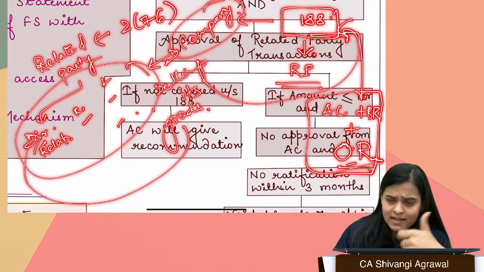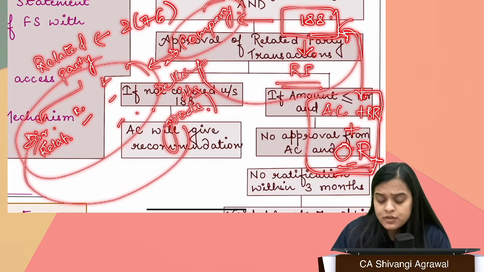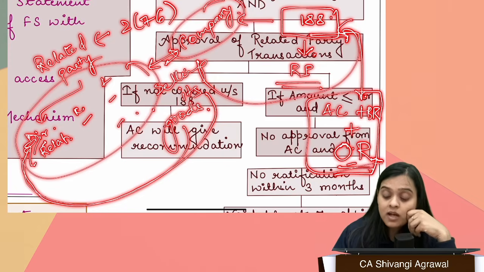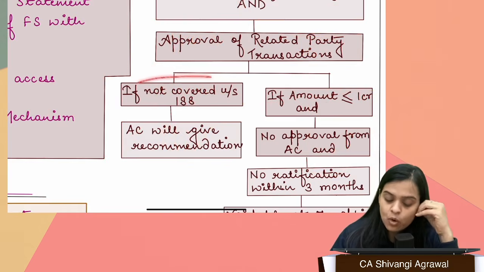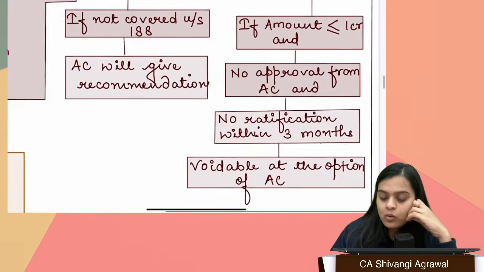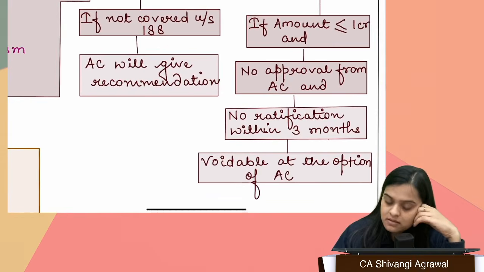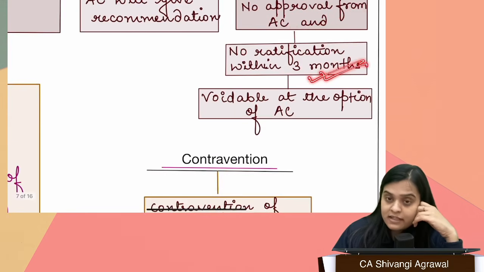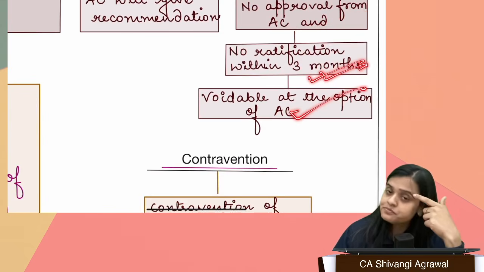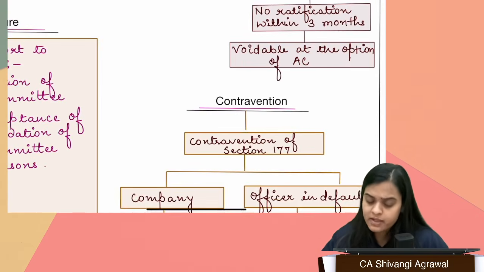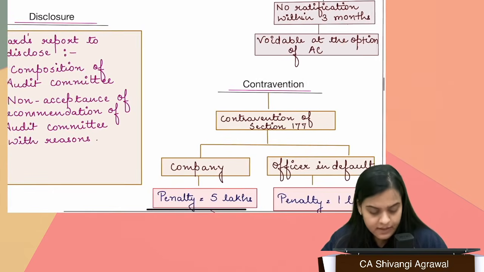Then in that case, section 188(1) is not applicable at all. Okay, so if you're selling your goods to your director, then you can't sell it without any approval. You need audit committee's approval. Okay, if it is not covered in section 188, your audit committee only gives the recommendation. Fine, otherwise you need approval. Now if the amount is 1 crore or lesser, you may not take approval. If you do not take approval, then it can be ratified within 3 months, otherwise it's going to be voidable at the option of audit committee. Audit committee may accept it or may rescind it. Fine.